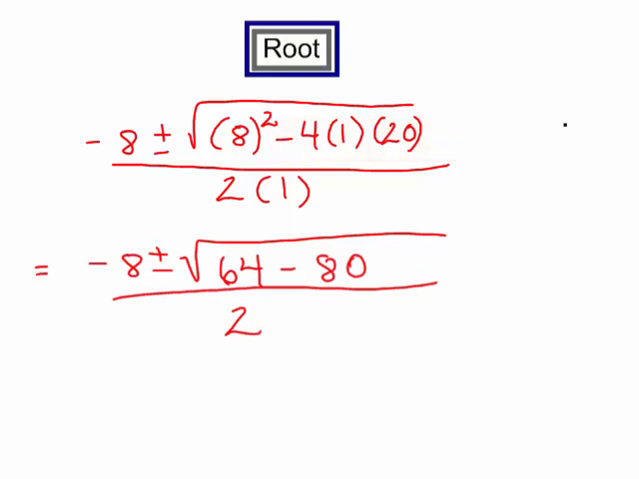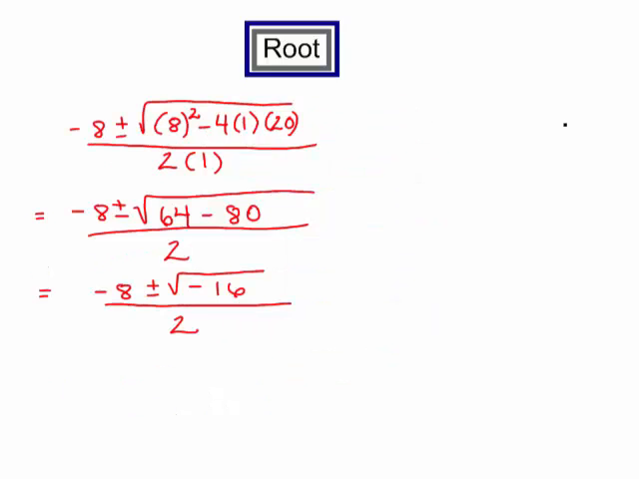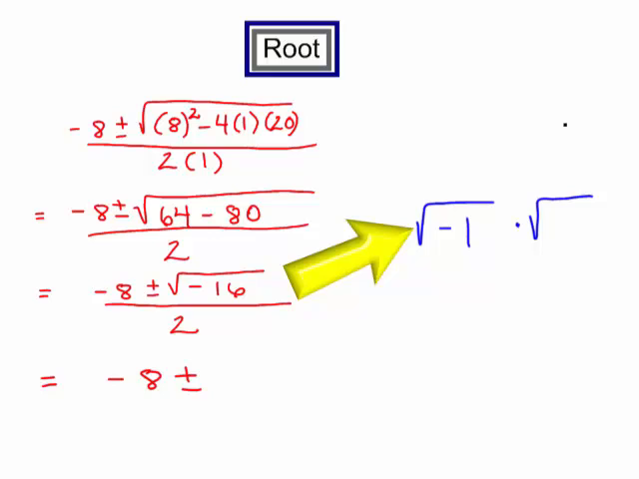All that over 2. 64 minus 80 is a negative 16. Let's keep simplifying. The square root of negative 16. Remember, that is the square root of negative 1 times the square root of 16. And the square root of 16 is 4. The square root of negative 1 is i. Review those videos if needed, but the square root of negative 16 is 4i.